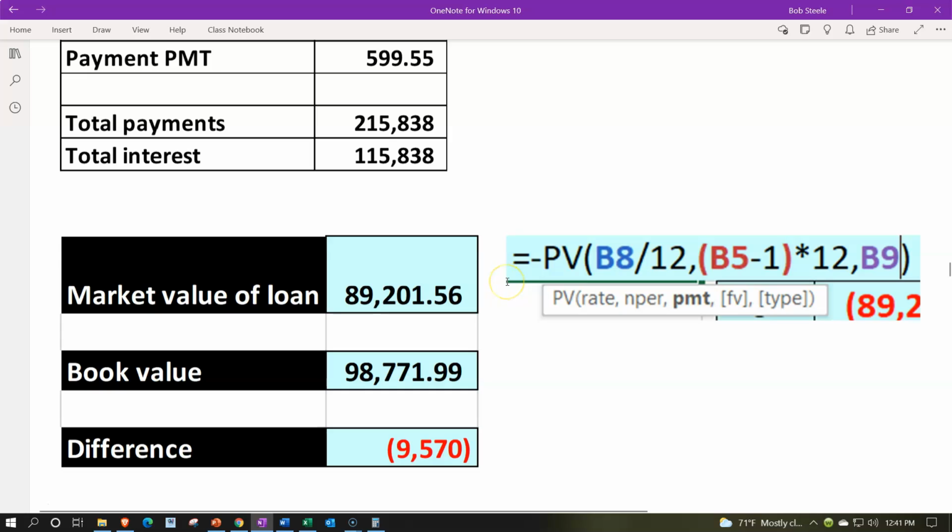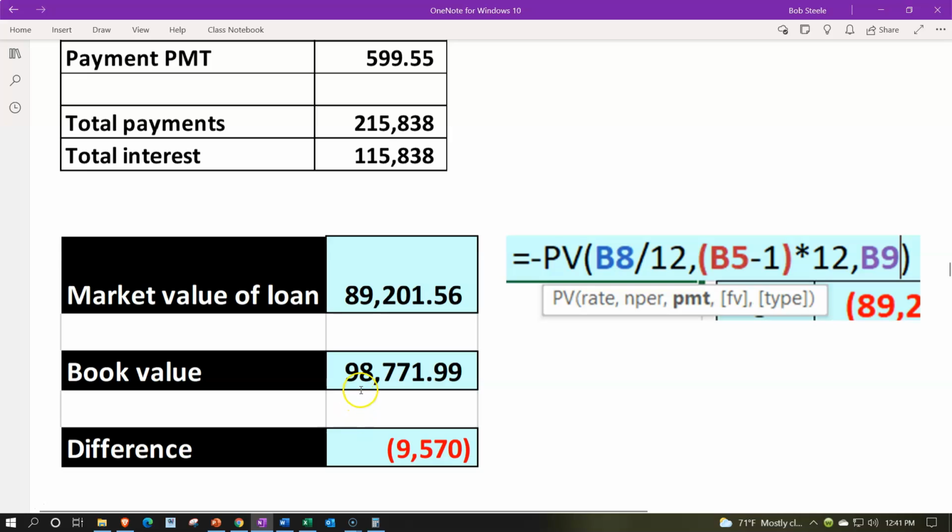we're at $89,201.56. Now we know the actual loan value at this point in time is actually $98,771.99. That's what the actual loan value is, but you're going to be paying off the loan at the 6%. So in other words, if the bank was able to get you to pay off the entire loan at this point in time, at the $98,771.99 minus the current market value of the stream of payments, they would have a benefit of $9,570.